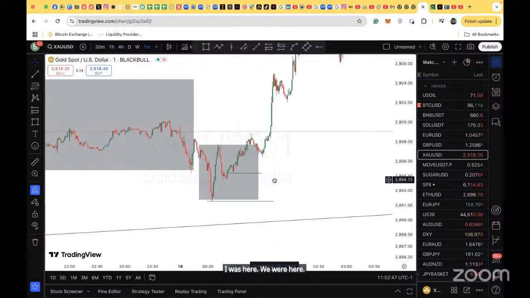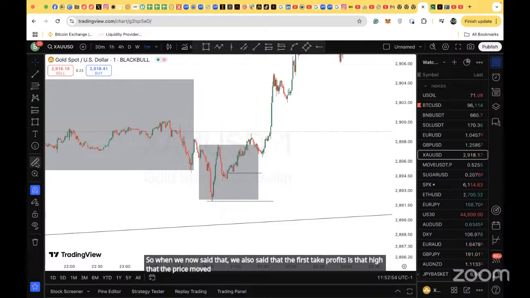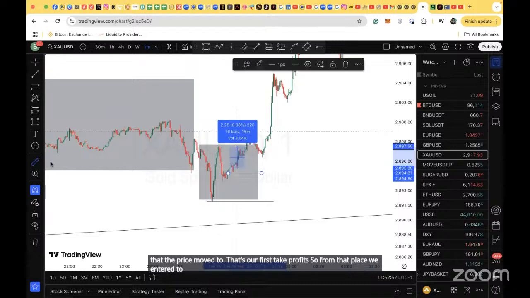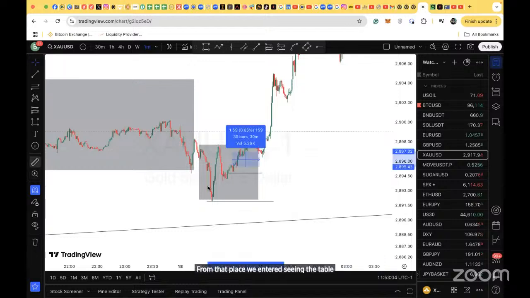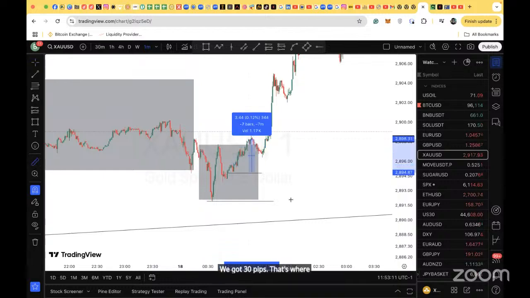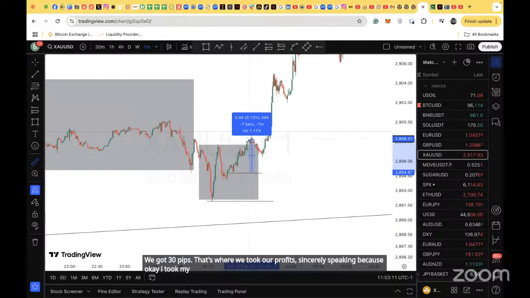So when we said that, we also said that the first take profit is that high that the price moved to. That's our first take profit. So from that place we entered to take profits. We got 30 pips. That's where we took our profits, sincerely speaking, because we took all our profit before we left.